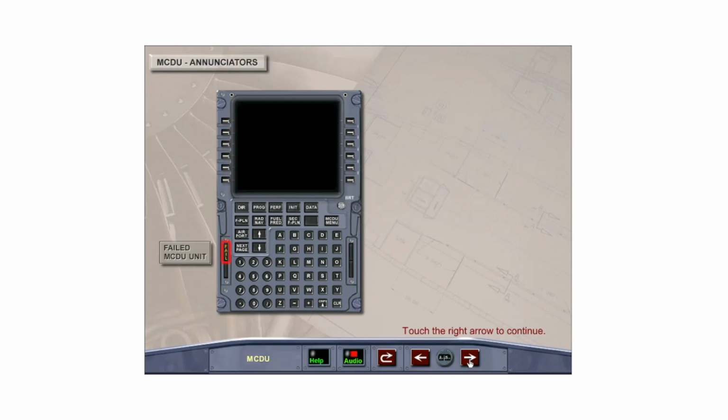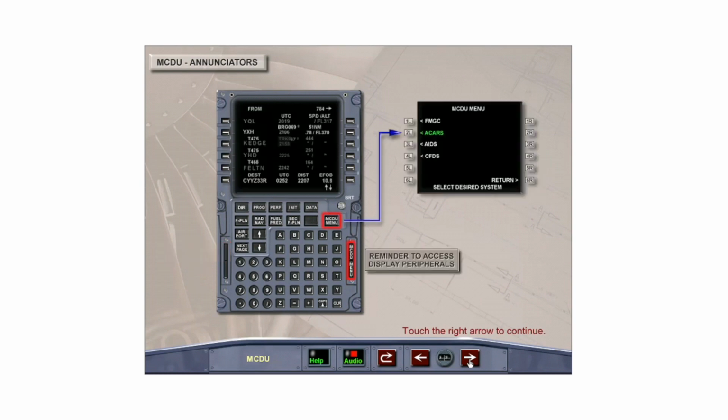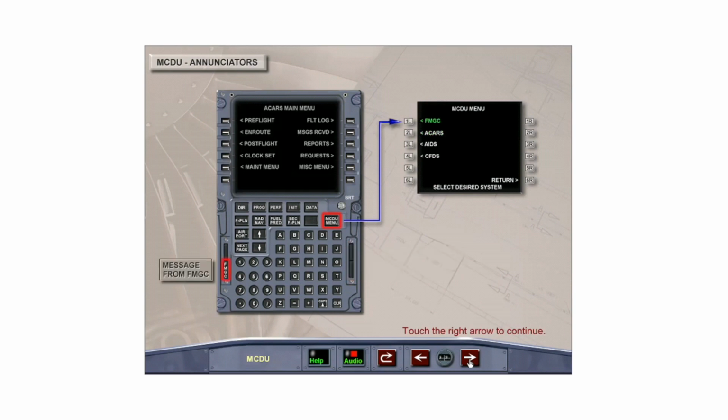There are 3 annunciators located on the left and right side of the MCDU keyboard. The Fail annunciator, displayed in amber, indicates that the MCDU unit has failed. The MCDU menu annunciator, displayed in white, requests that the pilot call up a system that is linked to the MCDU, such as ACARS or the Centralized Fault Display System. The FMGC annunciator illuminates when the crew is using one of the other peripherals, such as ACARS, and the FMGC has an important message to deliver.